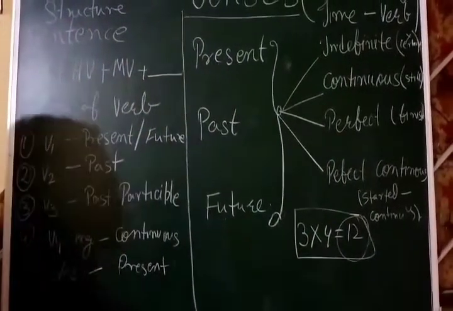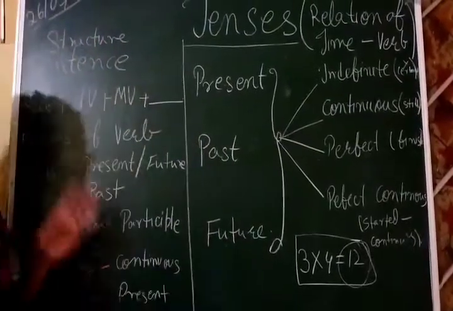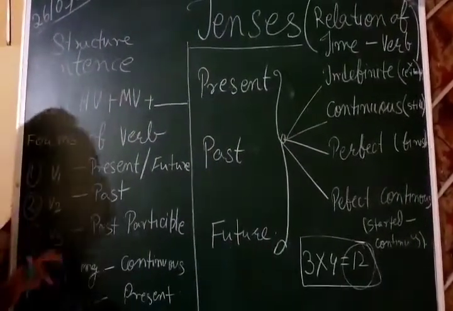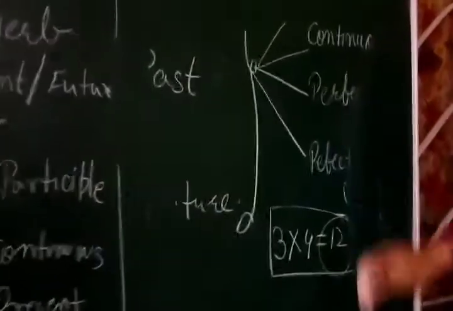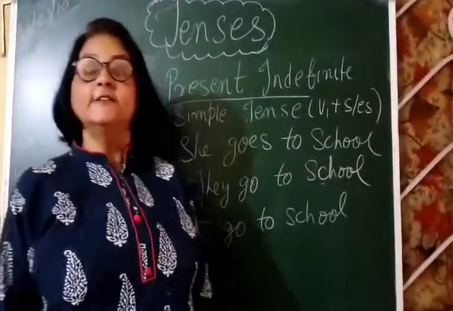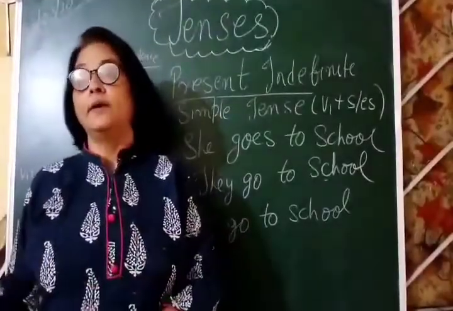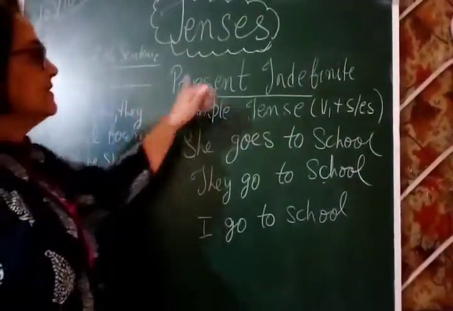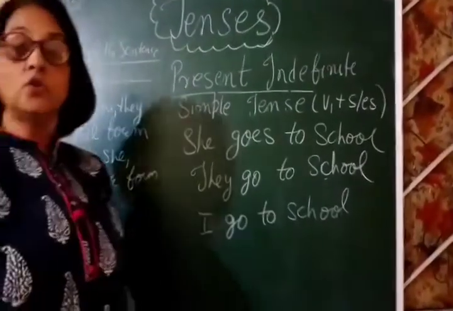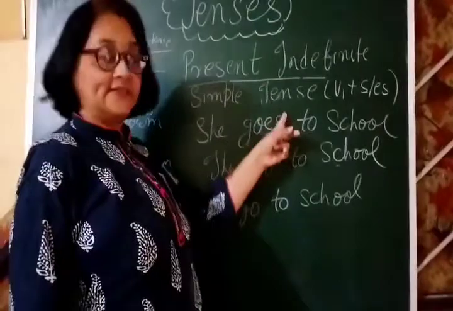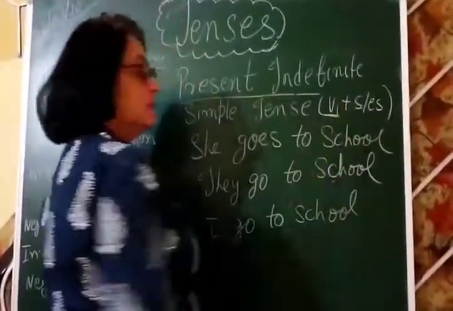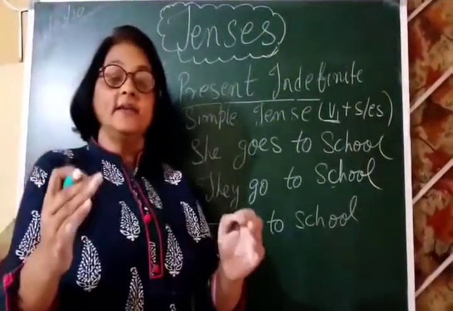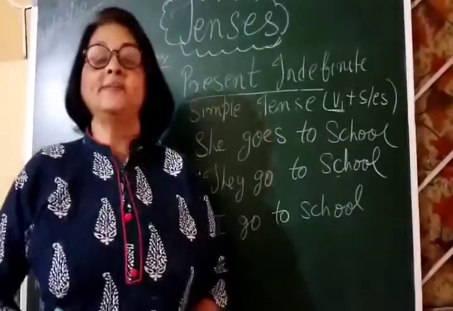So, before going and discussing the individual tenses, we must understand the structure of the sentence. Now, we are going to start studying the tenses one by one. First, we will take present indefinite tense, which is also called simple present tense. The basic rule which we have to follow in this tense is we have to use first form of the verb plus s or es. Let's take the examples and do it.